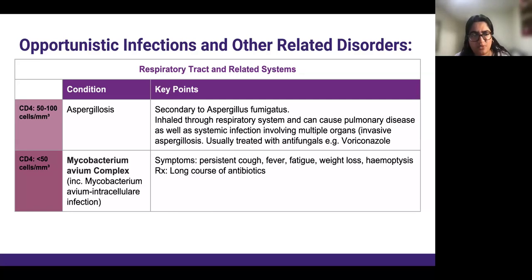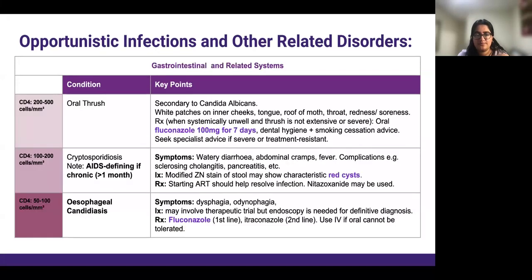Mycobacterium avium complex. To be fair, I think the key thing to remember for it is it has very general symptoms, but the CD4 count is extremely low. It's less than 50. So the patient must have a very high viral load if they're presenting with this. Then other opportunistic infections, again, other fungal infections.